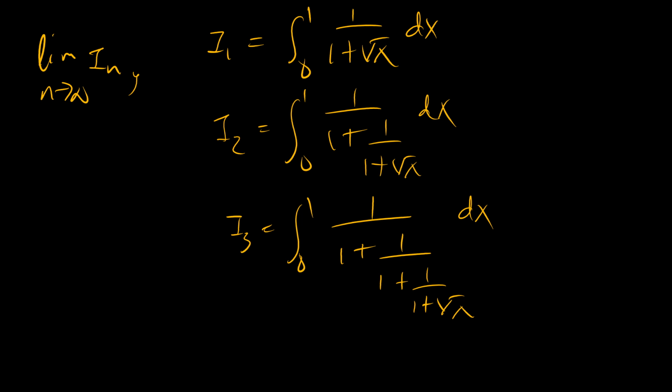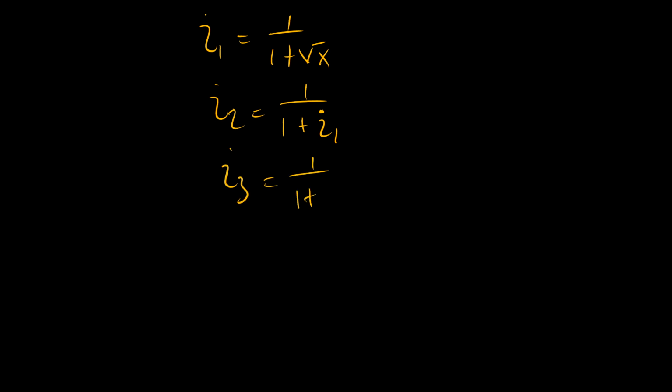So I guess what we have is, if our integrand I_1 is 1 over 1 plus square root of x, then I_2 is equal to 1 over 1 plus I_1, and I_3 is 1 plus 1 over I_2, such that I_n, sorry, let's use a small n, right? So those are our integrands.